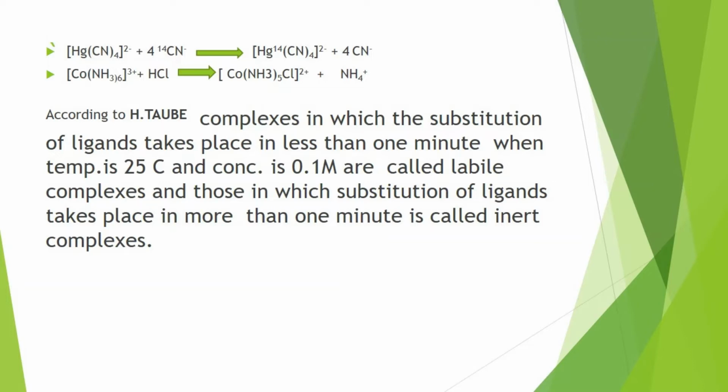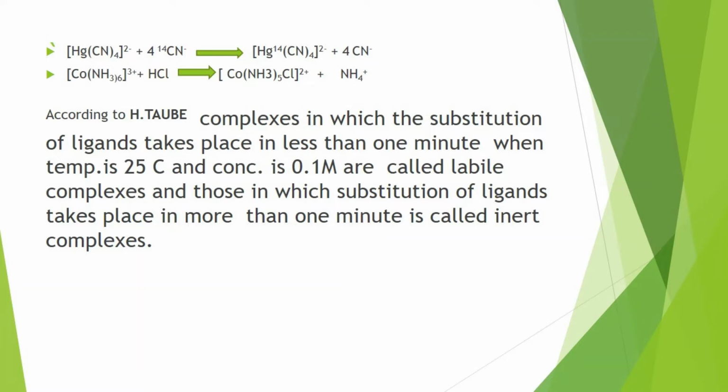Here you can see the reaction of [Hg(CN)4]2- with 4 labeled CN- to form labeled [Hg(CN)4]2- plus 4 CN-. Here the [Hg(CN)4]2- complex is labile because it replaces 4 CN- by labeled 4 CN- readily. Second reaction: [Co(NH3)6]3+ reacts with HCl to form [Co(NH3)5Cl]2+ plus NH4+. Here the [Co(NH3)6]3+ complex is inert because it can be kept for a long time in acid solution, but it is thermodynamically unstable.